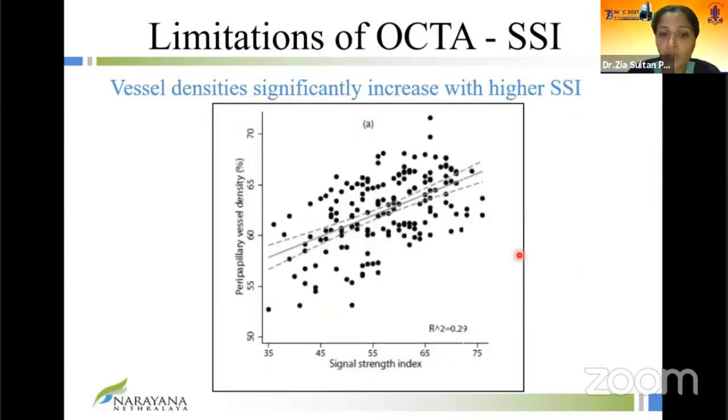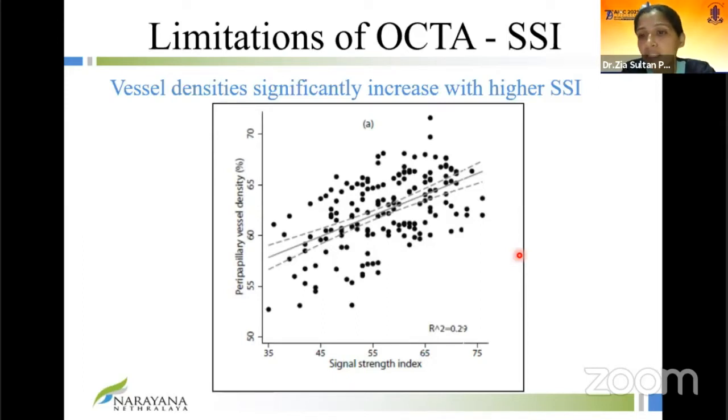If you look at this chart, the signal strength index is plotted on the x-axis and the vessel density on the y-axis. Now, it's not like at any point in the signal strength index, this value levels off. As the signal strength increases from 45 to 55, the vessel density is increasing further. If you go to 75, the vessel density increases even more. So signal strength index becomes a very important parameter in determining the vessel density.